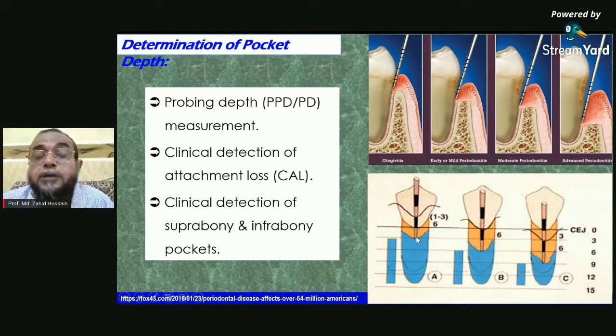I told you earlier, from the gingival margin to the base of the pocket, where the tip of the probe gets stuck in the pocket, this distance is our pocket depth, the probing depth, we call it PPD or PD.